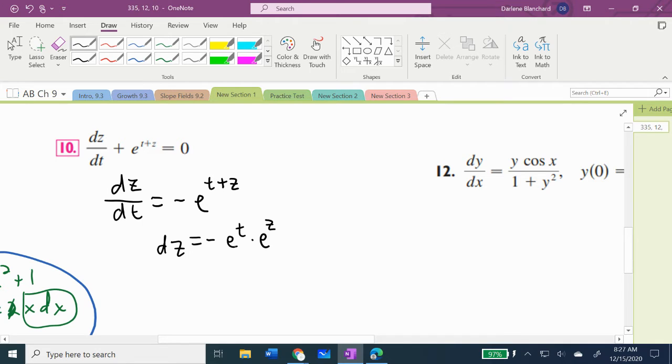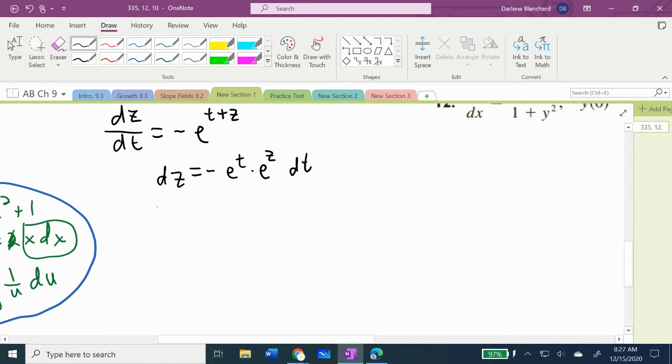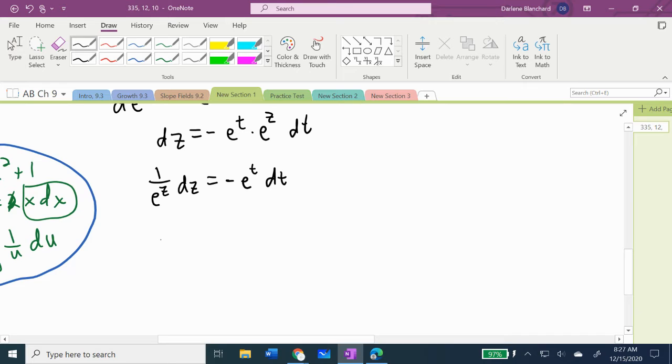And that's going backward on the rule. When two exponentials are multiplying with the same base, you add the exponents. And dt. Then I can divide by e to the z so that I have all of my z's on one side, my t's on the other. And I need to rewrite the left side as e to the negative z. And now I am ready to integrate.